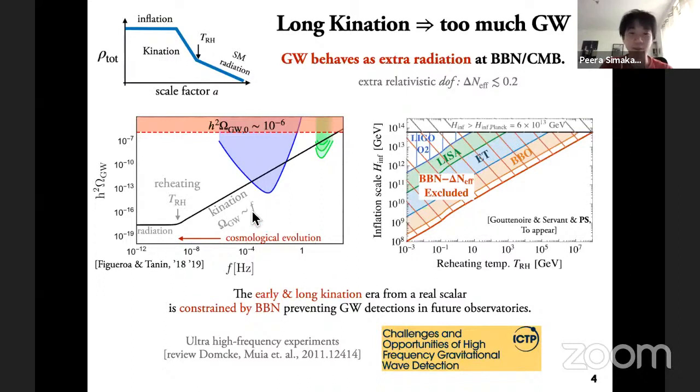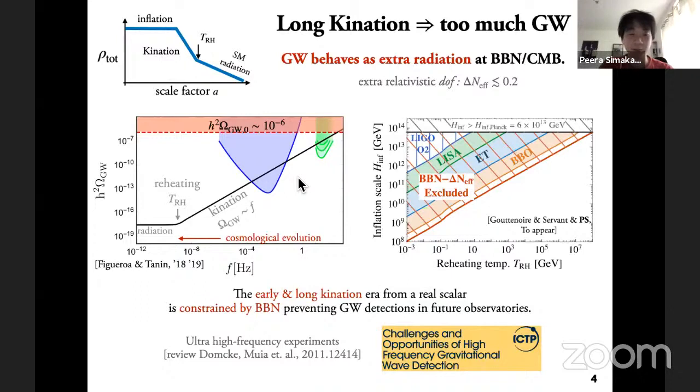This can cause a problem because gravitational waves act as extra radiation. If too much of them is present at the time of CMB or BBN, this will violate the extra relativistic degrees of freedom bound, or the N-effective bound. This N-effective bound can be recast into a bound on the amplitude of gravitational waves, as in this red region. Basically, it says that the spectrum of gravitational waves cannot exceed around Omega_GW of 10^-6.